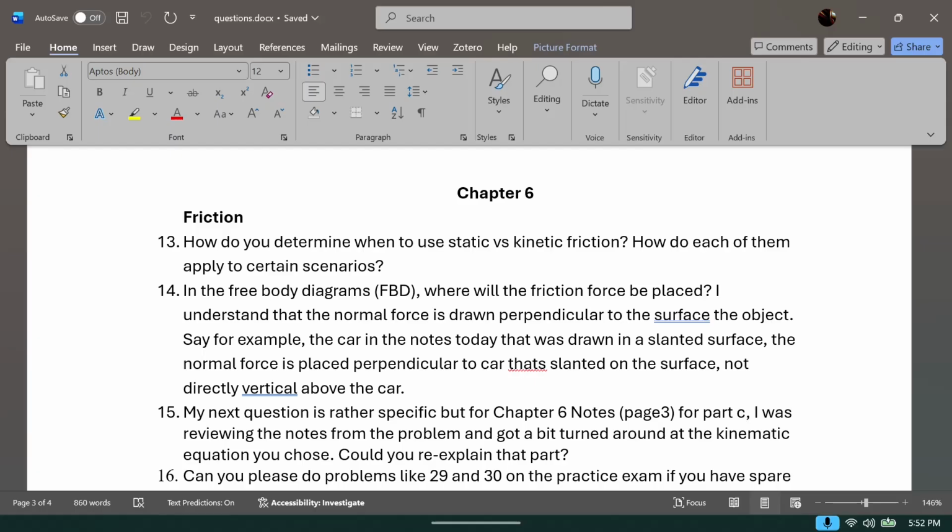In the free body diagrams, where will the friction force be placed? It is always parallel to the surface. It is always opposite the direction the thing would like to slide if friction weren't present. So this is what I do to get the direction right for friction. I pretend the thing is on ice. Which way does friction act to oppose that?